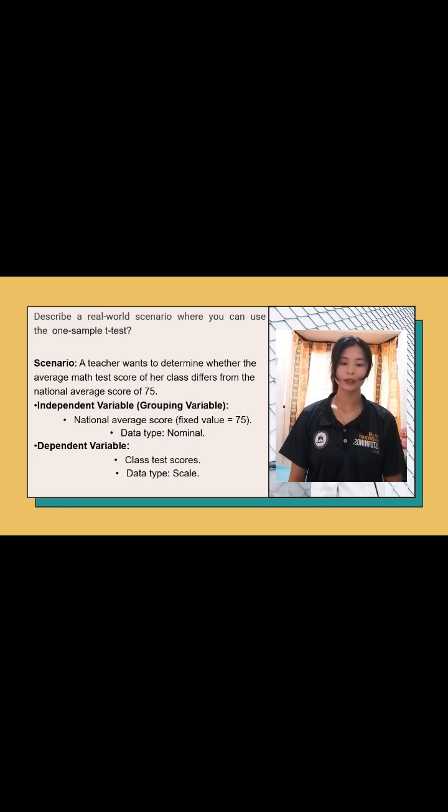Describe a real-world scenario where you can use the one sample t-test. Scenario: A teacher wants to determine whether the average math test score of her class differs from the national average score of 75%. Independent variable: a grouping variable, the national average score, a fixed value of 75. The data type is nominal. And the dependent variable, class test scores, the data type is scale.